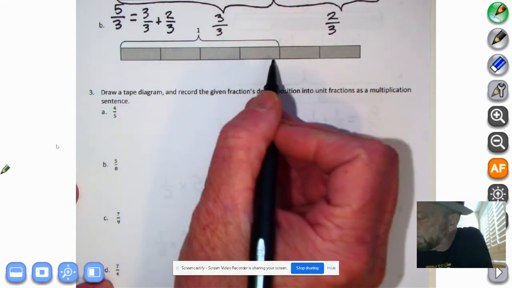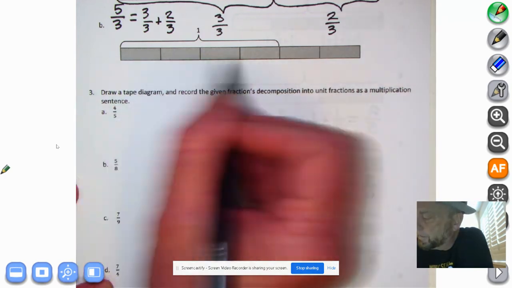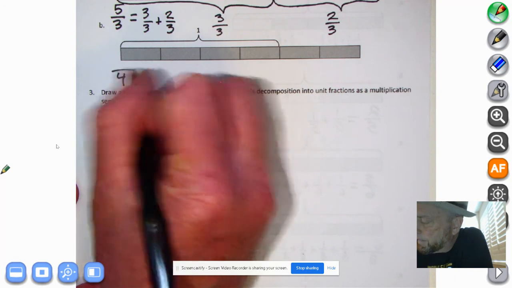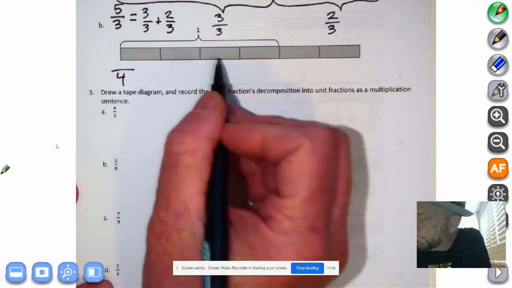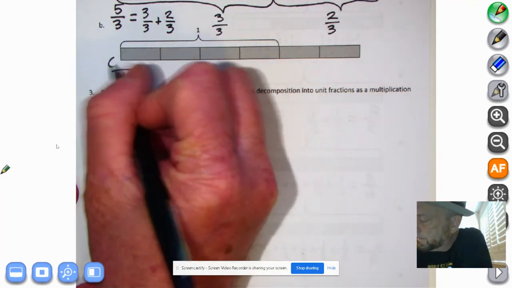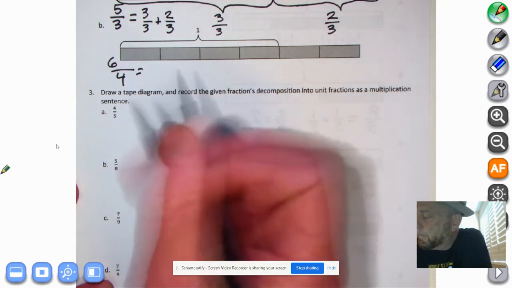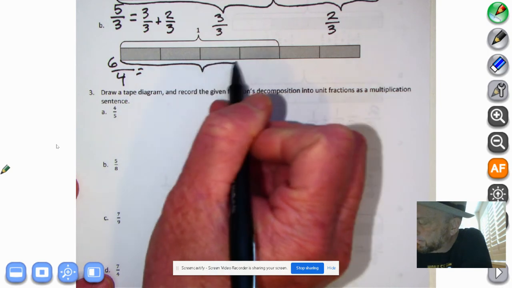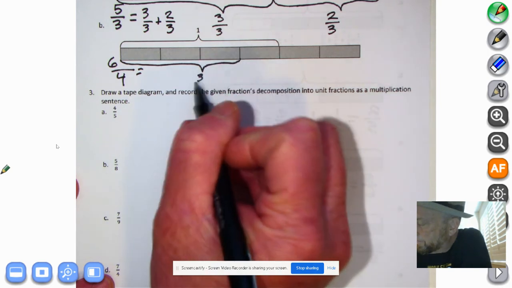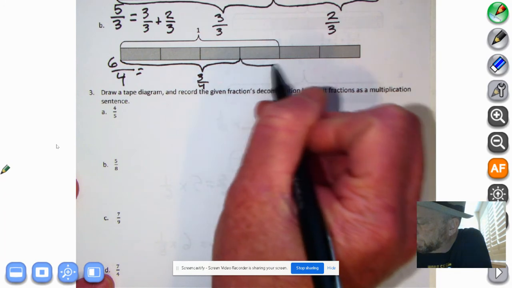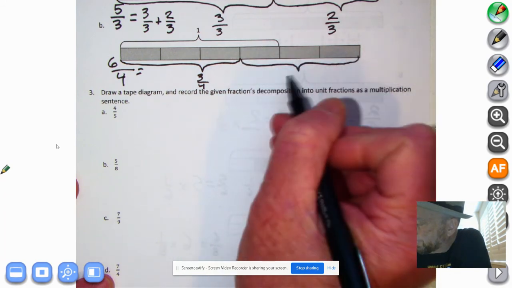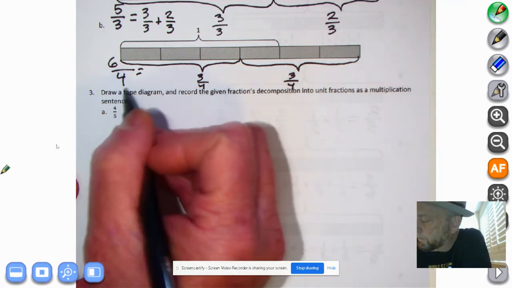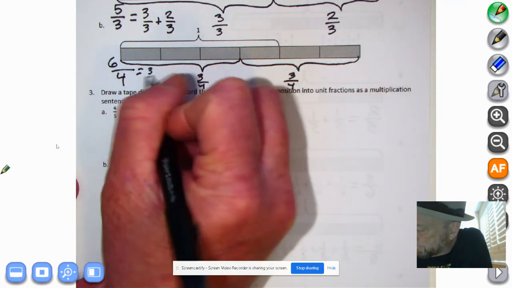Let's see what we have here. 1, 2, 3, 4. It's not 6, it's fourths because this equals 1 right here. So my denominator is going to be a 4. How many fourths do I have? 1, 2, 3, 4, 5, 6. 6/4 equals what? Let's break this down into 3, multiplying by 3 on each one. So we have 3/4 here and 3/4 here. So I know that 3/4 plus 3/4 equals 6/4, right?